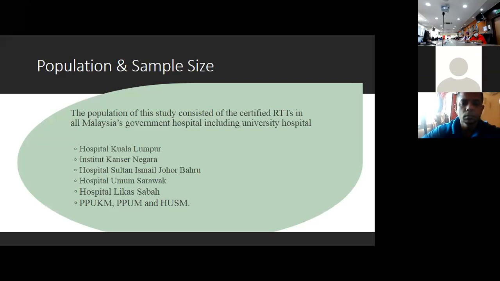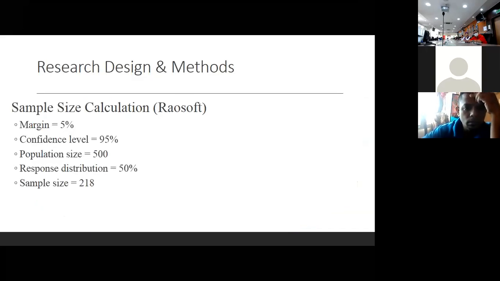Okay, so population and sample size. Population saya akan includekan semua government hospital, which is Hospital Kuala Lumpur, Institut Kanser Negara, Hospital Sultan Ismail Johor Bahru, Hospital Umum Sarawak, Hospital Likas Sabah, dan 3 university hospital iaitu UKM, PPUM dan juga HUSM. Sample size saya menggunakan Raosoft. So ada saya gunakan 5% margin. Confidence levels 95%. Population size ni saya tengok patient new case.